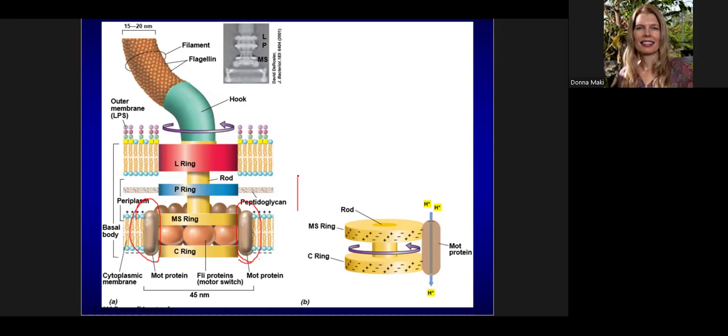Okay, so here's your MOT proteins. Here are your rings. With the gram negatives, they tend to have more rings than gram positives, but you don't need to know that. Just know there's these ring structures, and then the rod actually goes through that. Okay. So the yellow portion there, sticking straight through that, those are the rod areas, the rod structure that's coming through the rings.